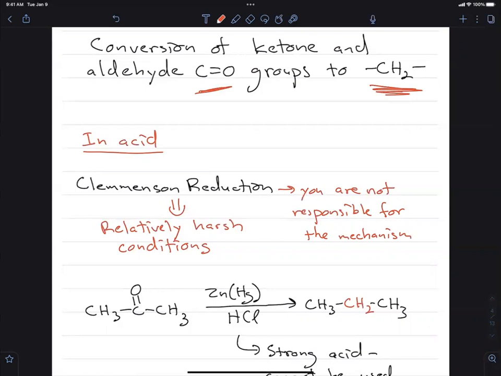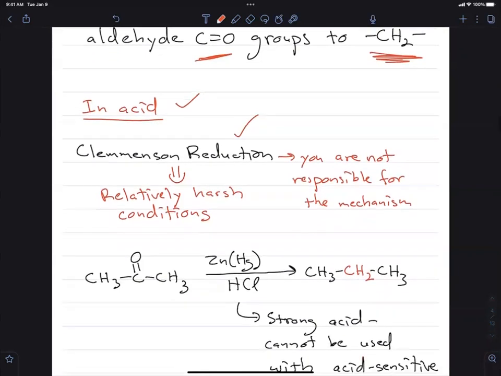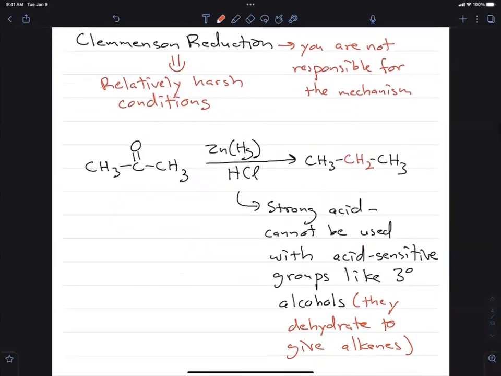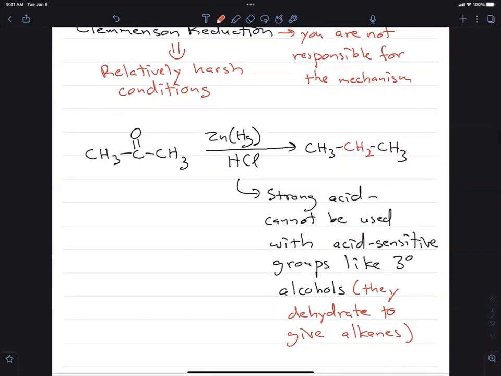The first is in acid, and it's referred to as the Clemmensen reduction. Now, you are not responsible for this mechanism, and it involves relatively harsh conditions. The bottom line is that if you take a ketone or an aldehyde and you react it with zinc amalgam, which is this complicated structure you make with zinc and mercury, and you throw in concentrated HCl, not just a little, this is strong acid, you will absolutely remove the carbonyl and turn it into a CH2 group.